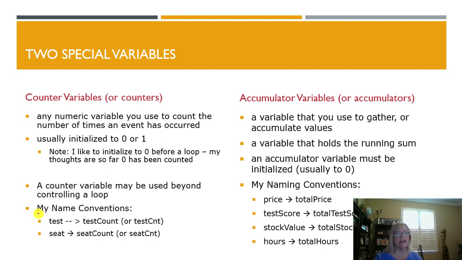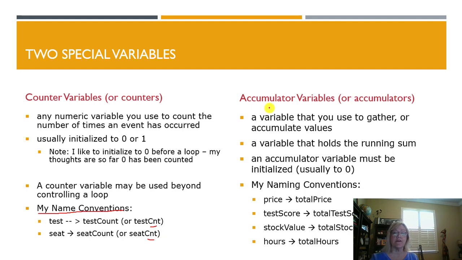I also want to let you know these are my naming conventions that I like to use to help me with the readability of code. So if what I'm doing is counting a variable that I call test, then the counter variable is test count. If I'm counting seats, then my counter variable will be called seat count. Sometimes I get lazy and I take the O and the U out and just do cnt.